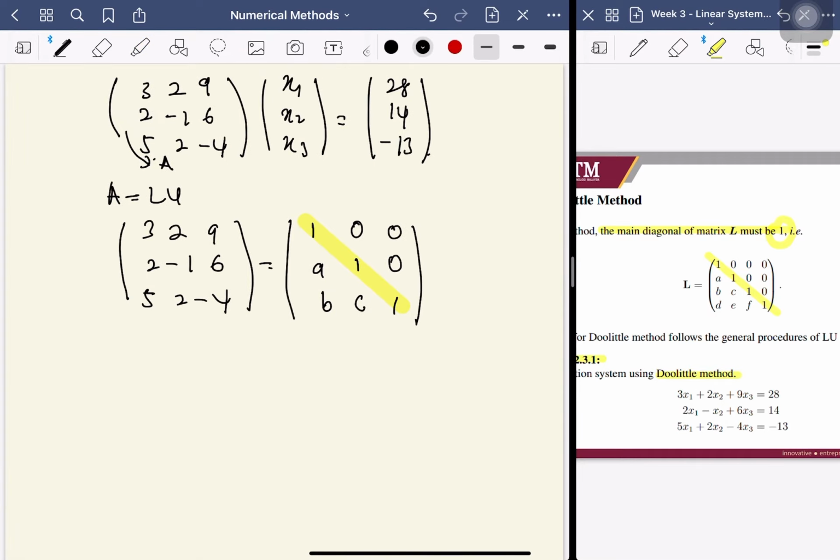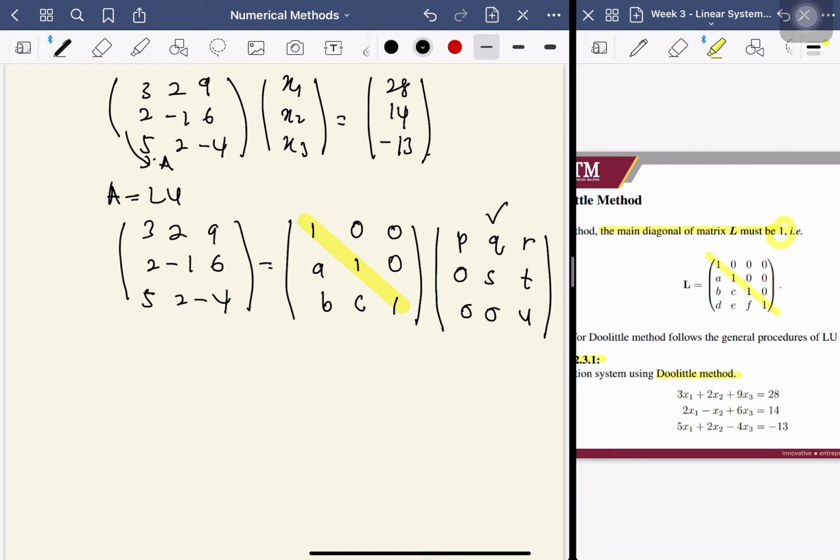What about for U? The U should be in this form. So now we have P, Q, R, 0, S, T, 0, 0, U. This is how we can represent L and U. Since U follows the general procedure that I gave in the previous slide, the change in the Doolittle method is actually for this part only, the main diagonal for L. This one just follows the definition of an upper triangular matrix. So how can we figure out the values of A, B, C, P, Q, R, S, T, U here?